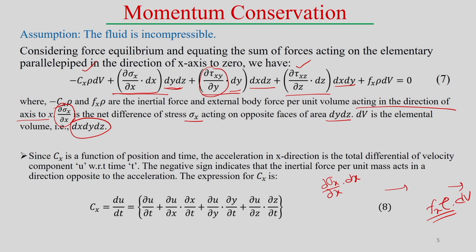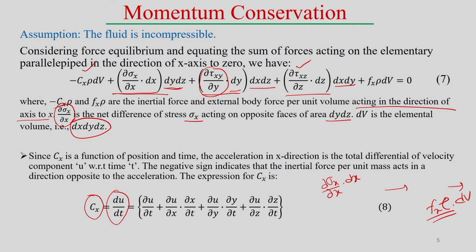Now, Cx is a function of position and time. We are talking about inertial forces, because there is fluid flow, and inertial forces can be considered along the x direction. It is the acceleration in the x direction, the total differential of the velocity component with respect to time t. So we can represent this inertial force Cx along the x axis. Cx is simply du by dt, the change of the velocity component with respect to time, the total differential of the velocity with respect to time.